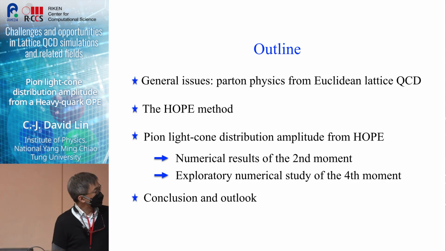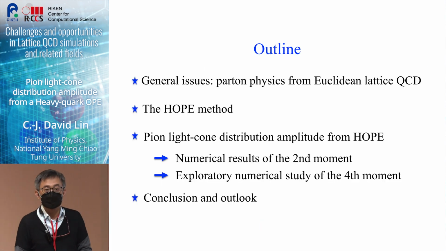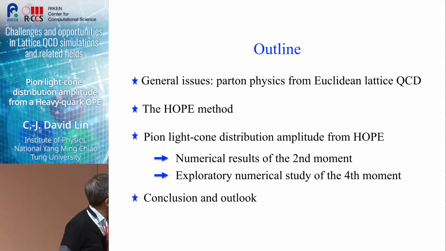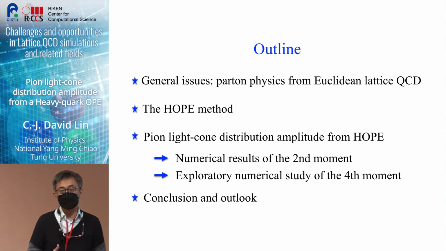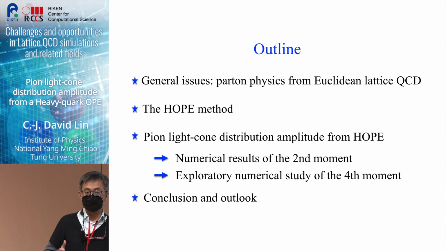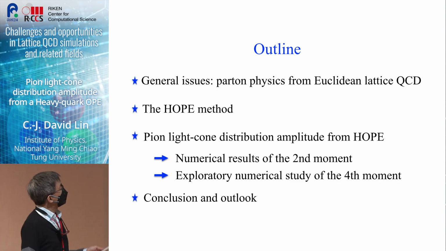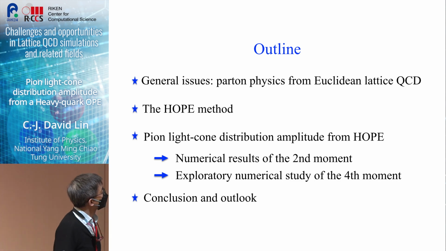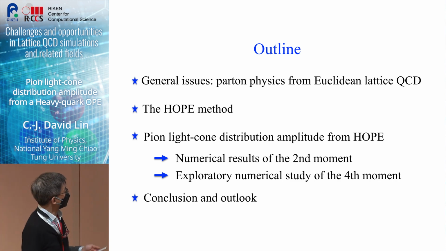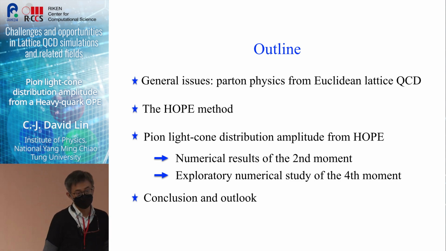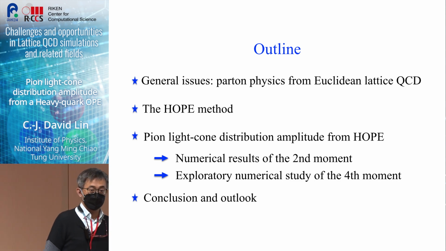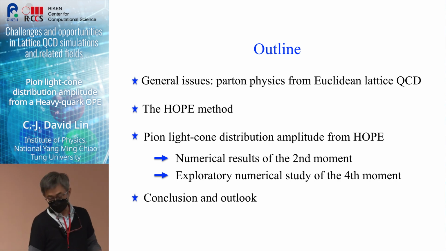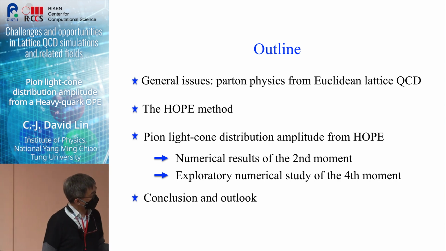Okay. So in this talk, I will first go through some general issues in tackling particle physics from the Euclidean space formulation of Lattice QCD. This is actually a very well-known problem, but maybe not everybody in the audience is working on particle physics, so I will just remind you briefly what's happening there. And then I will introduce the HOPE method, and I'll use the pion light-cone distribution amplitude as an illustration of how this can be implemented. I'll show you numerical results of the second moment of this light-cone distribution amplitude. I'll also tell you what's going on in our pursuit of some higher moments of this distribution amplitude. And I'll tell you where this project is going and conclude.